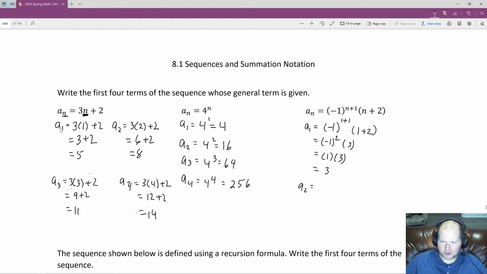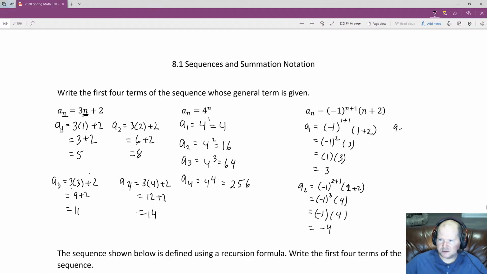The second one, same kind of pattern. Everywhere we see an n, we're going to replace it with a 2. Negative 1 to the 2 plus 1, times 2 plus 2. So you end up with negative 1 to the positive third power, because 2 plus 1 is 3, and 2 plus 2 is 4. Negative 1 to the third power is negative 1, because a negative times a negative times a negative is a negative 1. And we keep the 4. Negative 1 times 4 is negative 4.